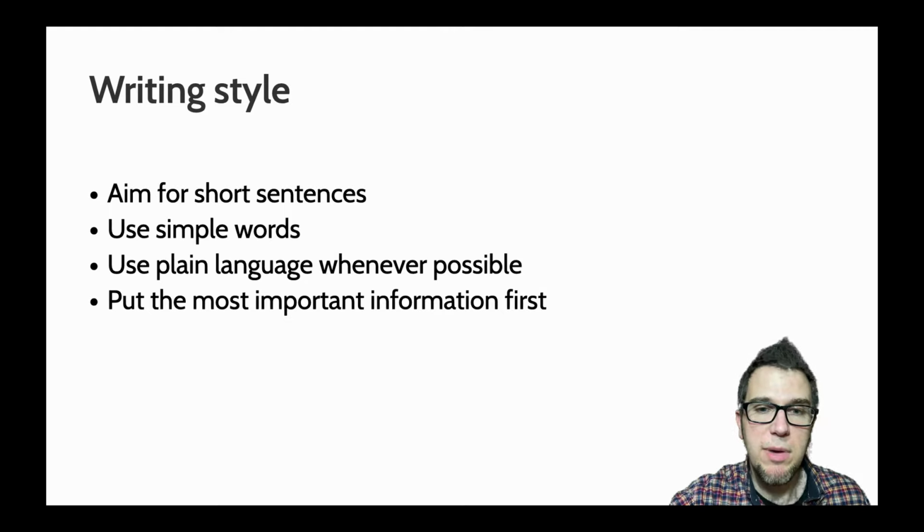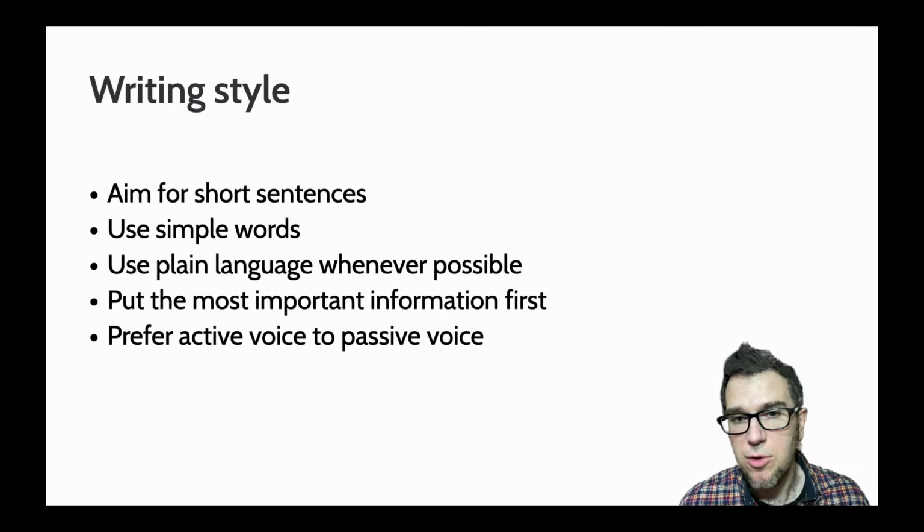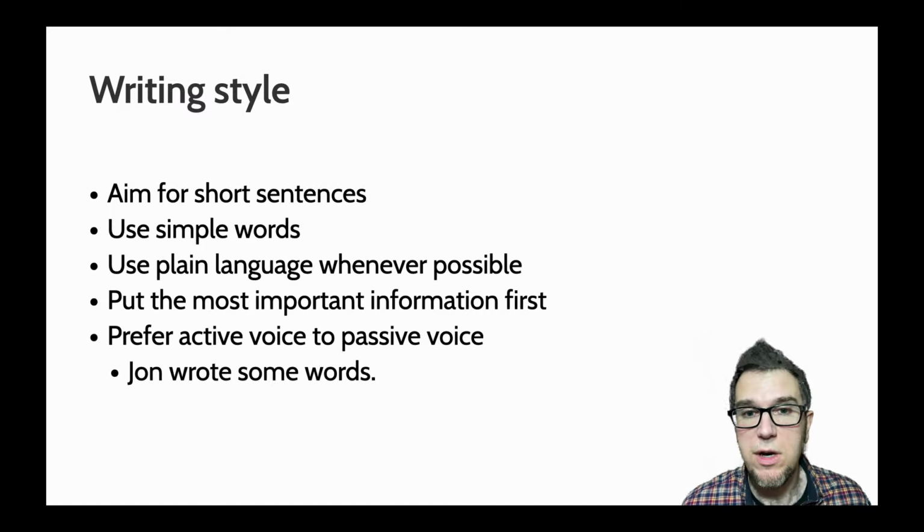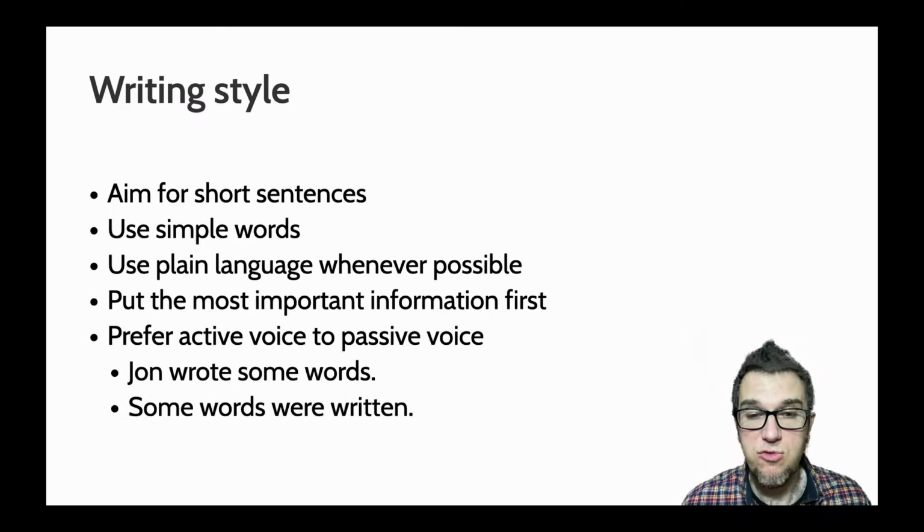Make 1 point per paragraph. Make your main point first and then explain it, and prefer to write in an active voice to a passive voice. Every sentence has a subject and a verb. John wrote some words. Some words were written. You'll find that one is more engaging to the reader and flows better. So aim for the active voice.